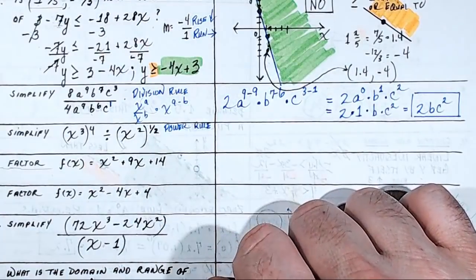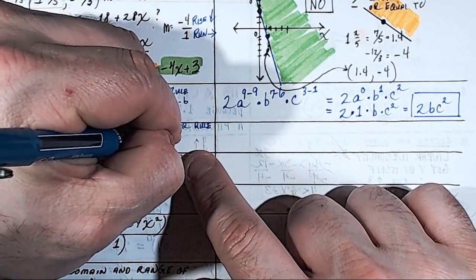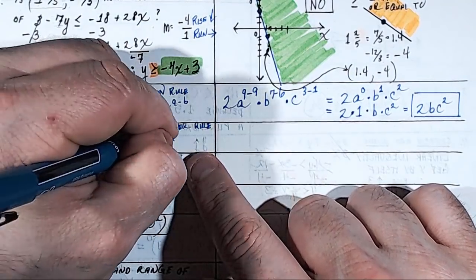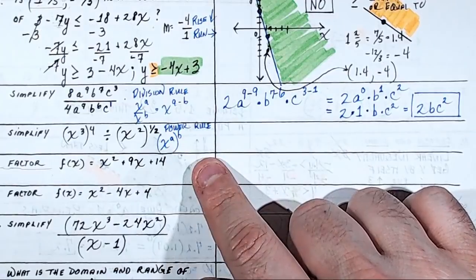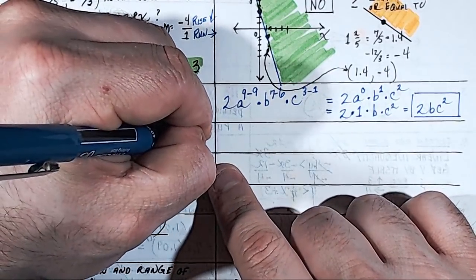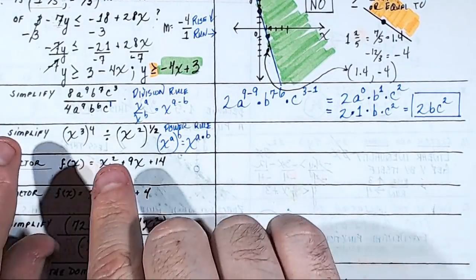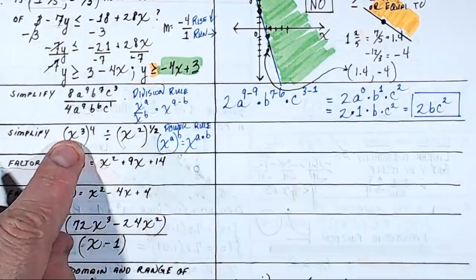What is the power rule for exponents? If I've got x to the a, parentheses, raised to the power b, this is equal to x to the a times b. This is where you get to multiply the exponents, when you've got one exponent raised to another exponent.